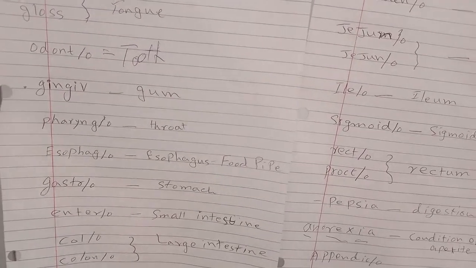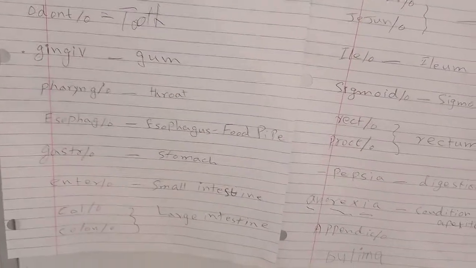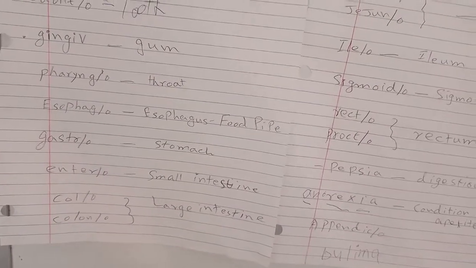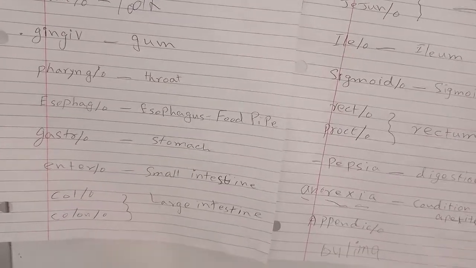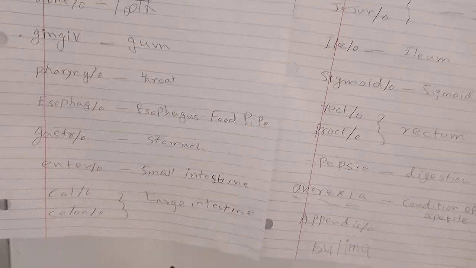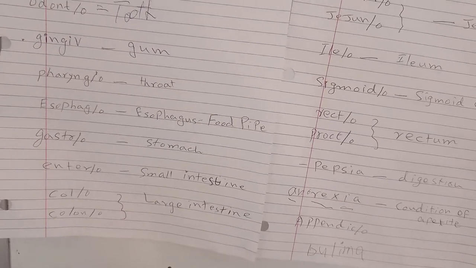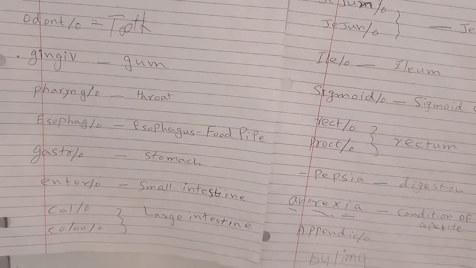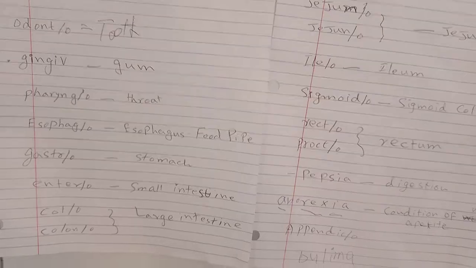Next word is odont. Odont means tooth. Odontist, a specialist of the teeth. Next word root is gingiva. This means gum. Gum is a specialized mucous membrane that covers the teeth and bone. Gingivitis. Gingivectomy. If in chronic gingivitis there is bad smell from the mouth, foul smell rather, and we have to remove that area where there is chronic infection, we have to do gingivectomy. It will regrow like the liver regrows.